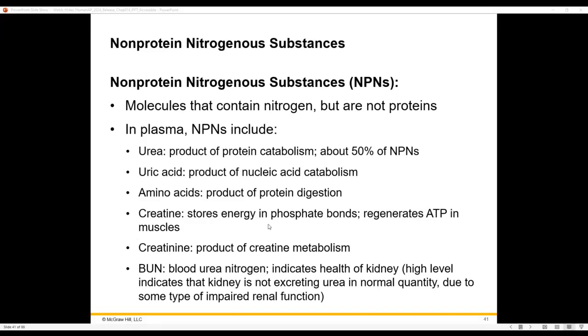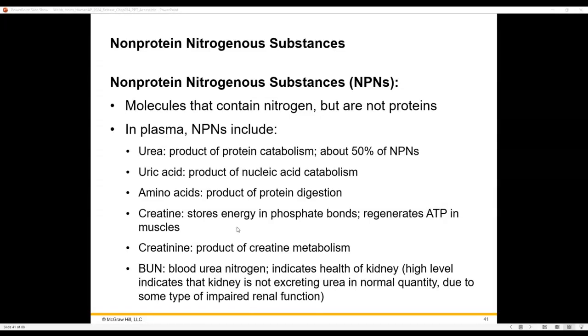Non-protein nitrogenous substances, NPNs, include molecules that contain nitrogen but are not proteins. In the plasma, the NPNs include urea, which is a product of protein catabolism, about 50% of your NPNs. Uric acid, a product of nucleic acid catabolism. Amino acids, which are the product of protein digestion.